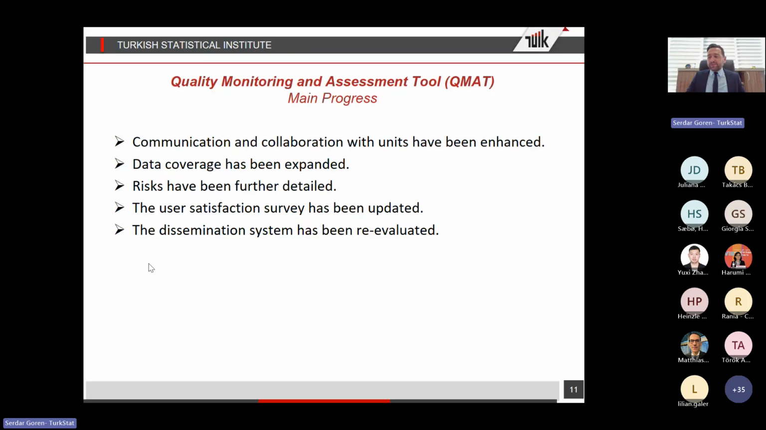I would like to give some specific progress as a result of our quality assessments. We have seen that communication and collaboration with units have really improved. Data coverage has been expanded at the institutional level, and risks have been further detailed. Also, our user satisfaction survey was updated last year. You can also find it on our website. And also the dissemination system has been re-evaluated by the IT departments.